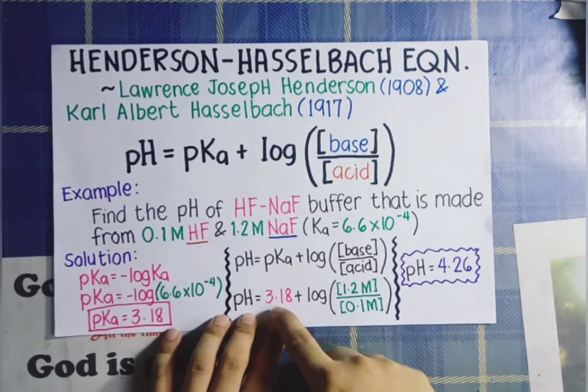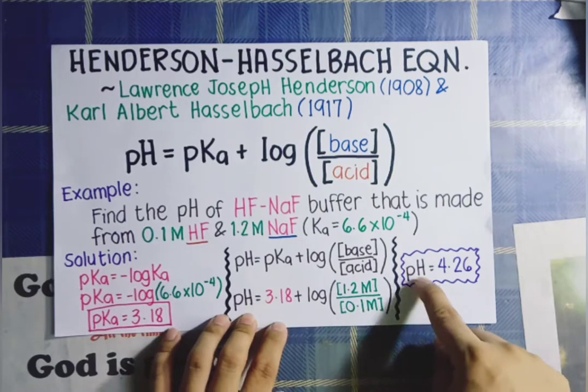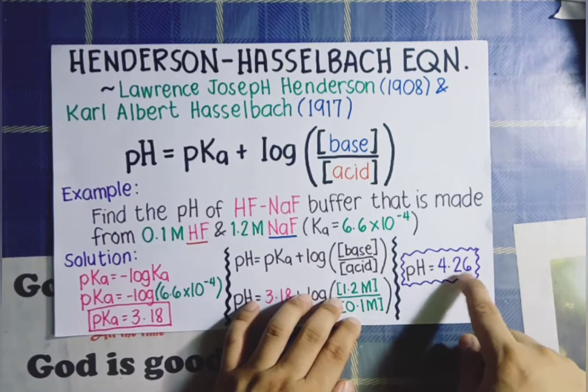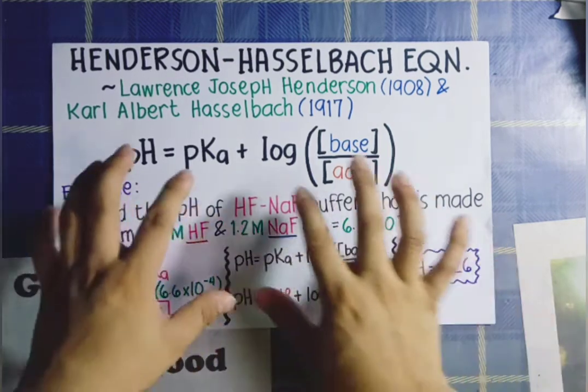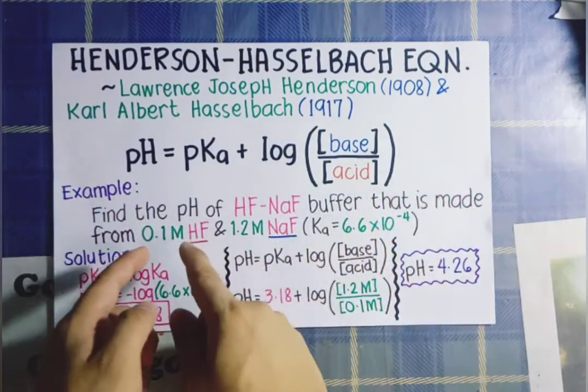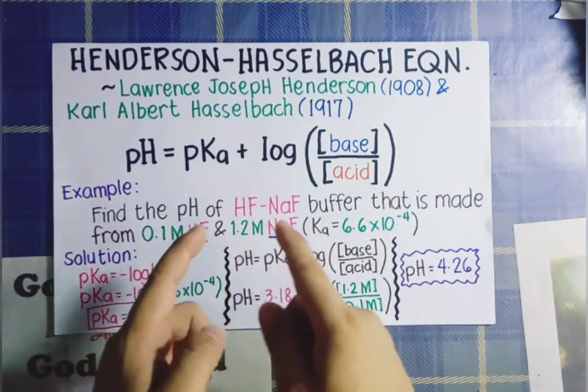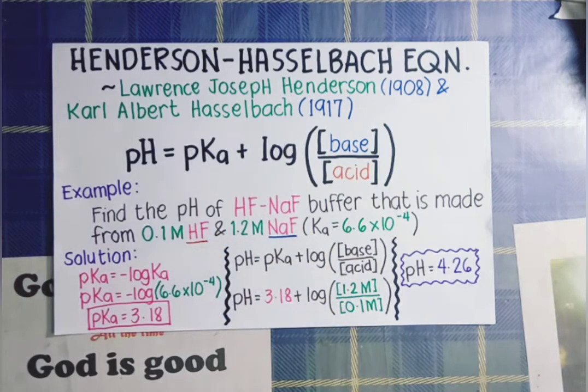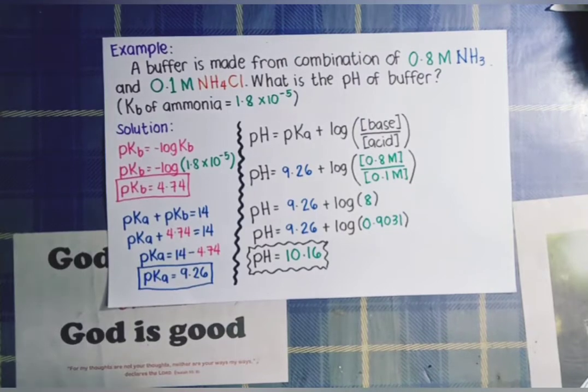Okay, and by doing this in your calculator, then we will have here pH is equal to 4.26. Therefore, the pH of this buffer solution, which is actually made from 0.1 molar hydrofluoric acid and 1.2 molar sodium fluoride, is 4.26. Now, let's have the second example.